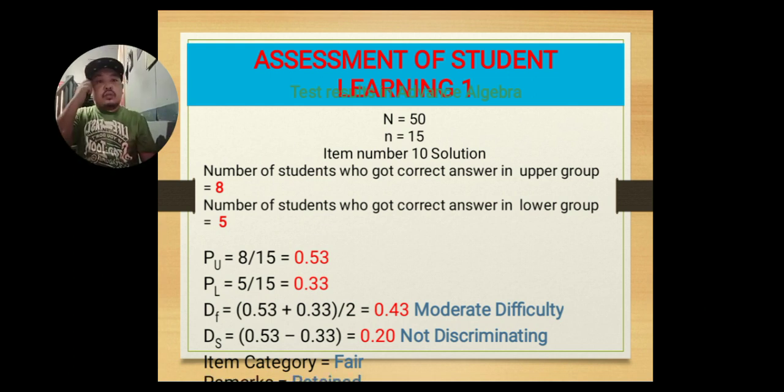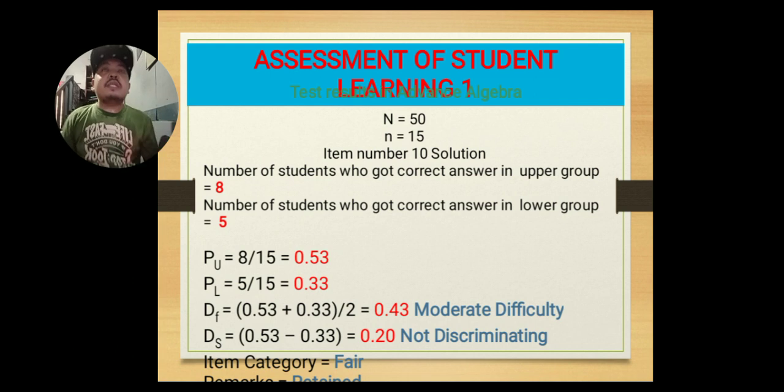Okay? So that is how to get the proper item analysis. So get the PU, get the PL, get the index of difficulty, get the index of discrimination, get the item category, and based on the evaluation code, you can now have your remarks. Okay? Again, it should be rejected, retained, or revised.